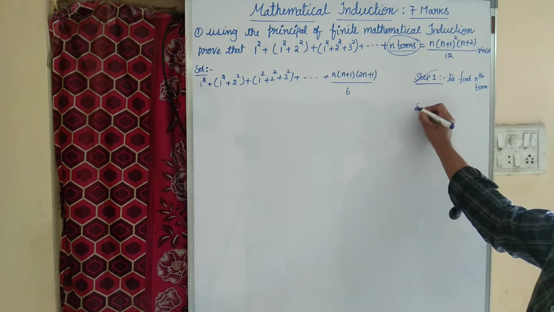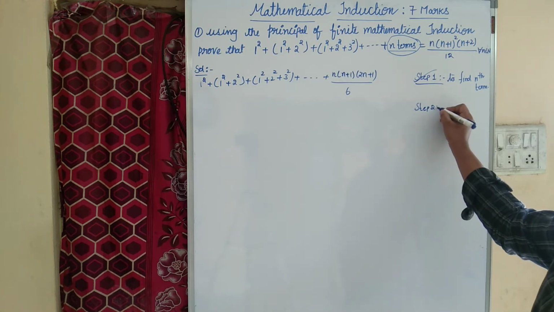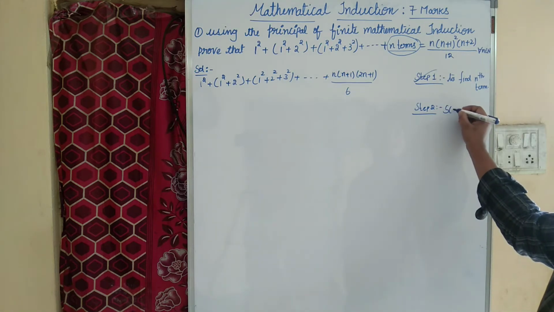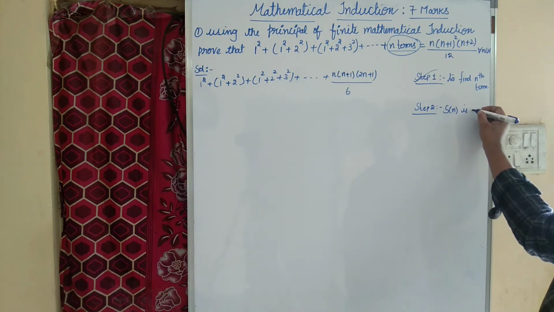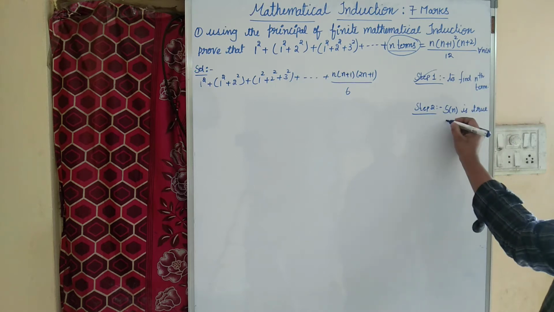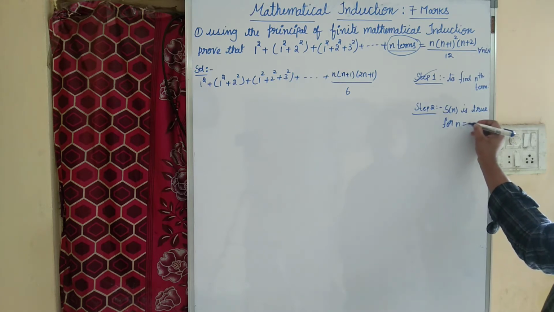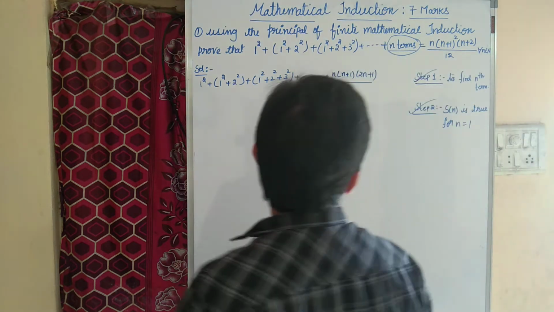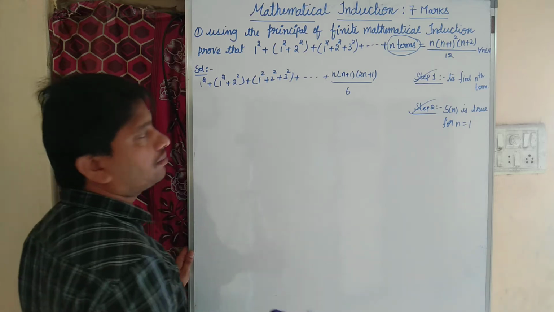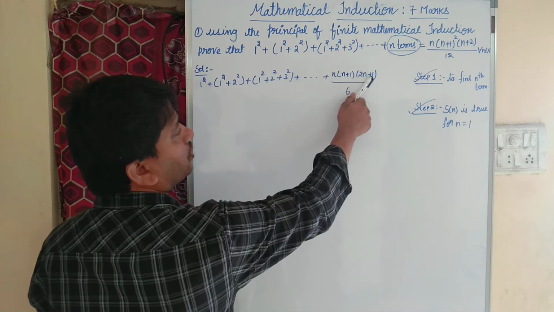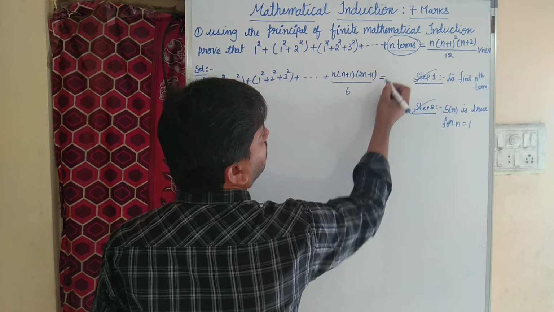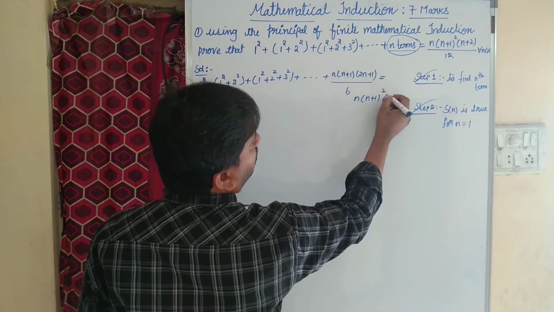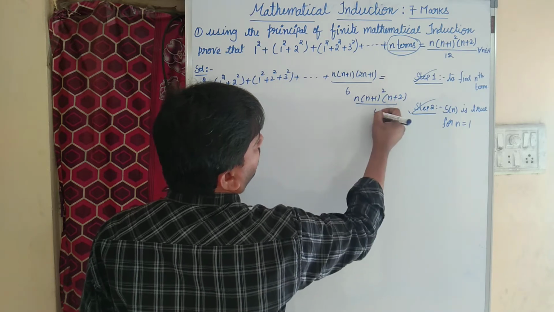Now coming to step 2, the given sequence we will call it as S of n. S of n is true for n equal to 1. That we need to do in second step. Okay children, so in step 1 we found the nth term. What is our nth term? n into (n plus 1) into (2n plus 1) by 6, which is equal to given what? n into (n plus 1) whole square into (n plus 2) by 12. This is given.